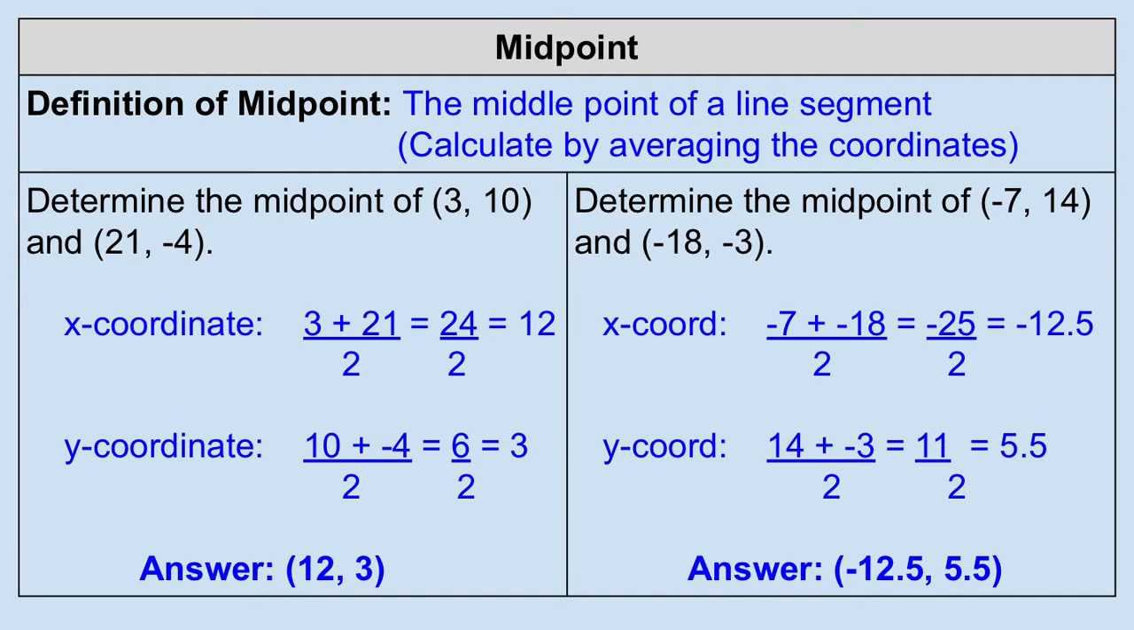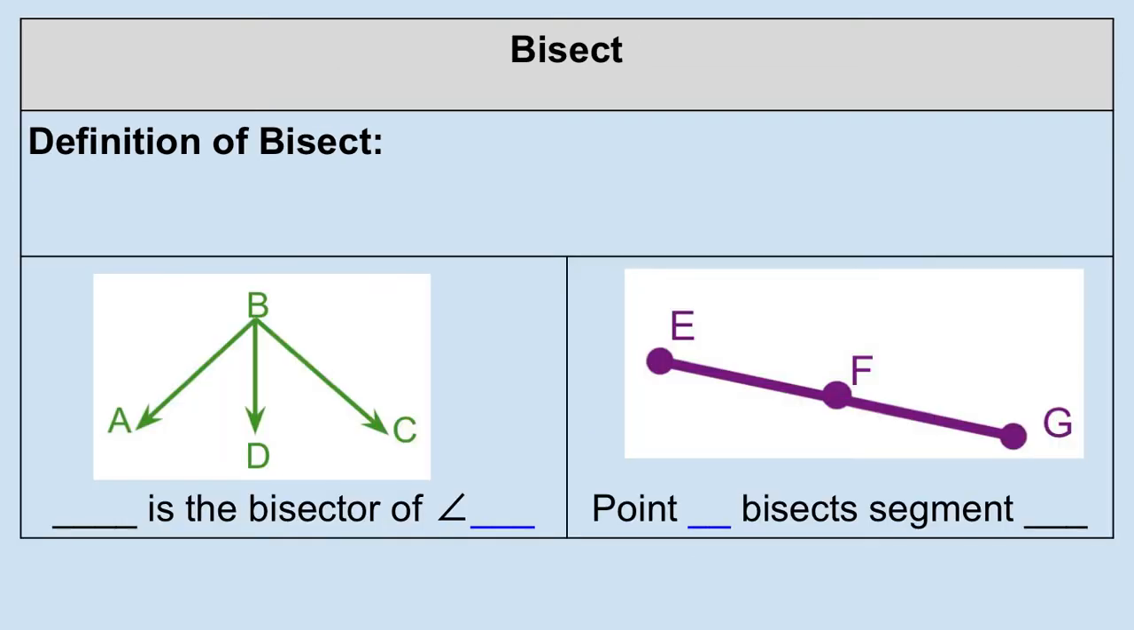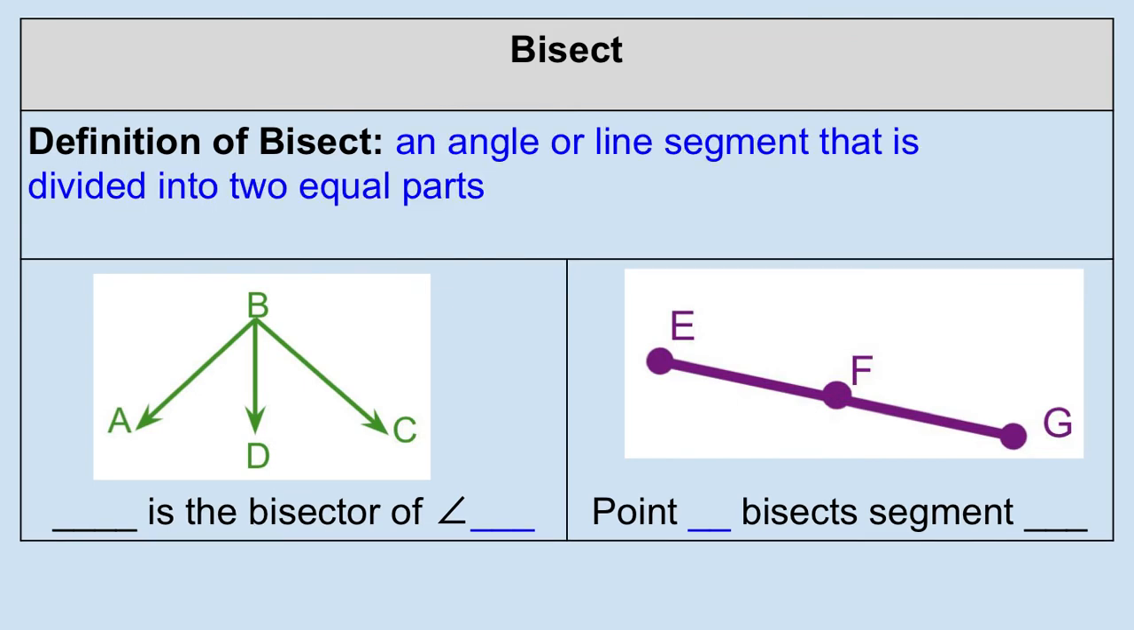Now, if you're not caught up on the notes, this would be a great time for you to pause before we do the next section. The next section is on the definition of bisect. So the word bisect means to divide something into two equal parts. And you can divide either an angle into two equal parts, or you can divide a segment into two equal parts. So we're going to try and fill in the blanks here.